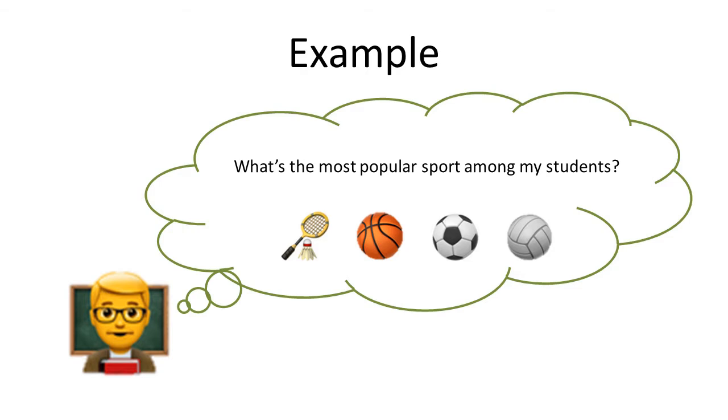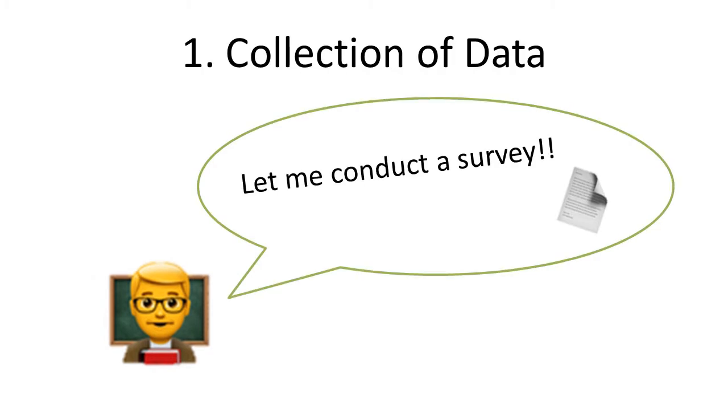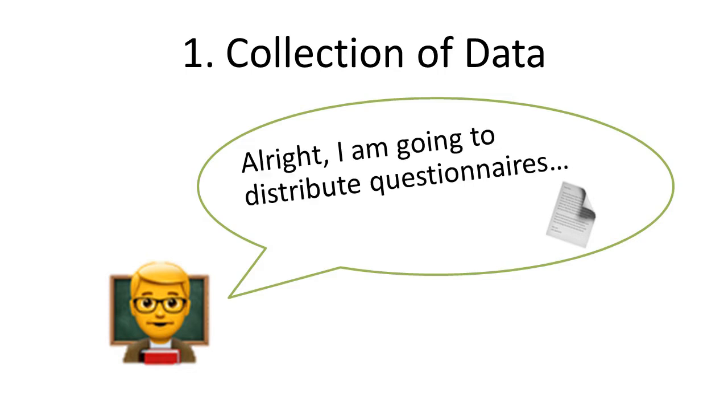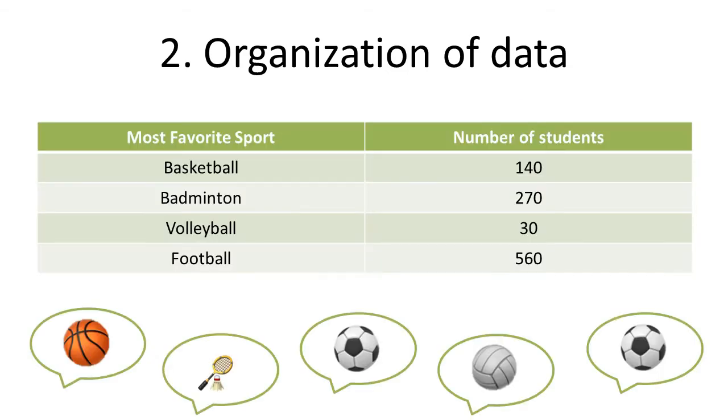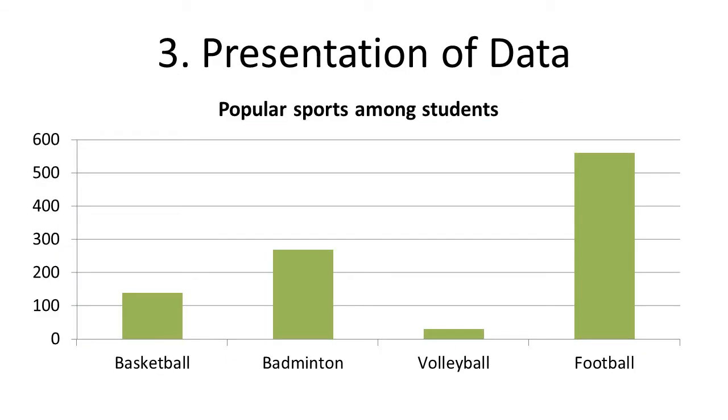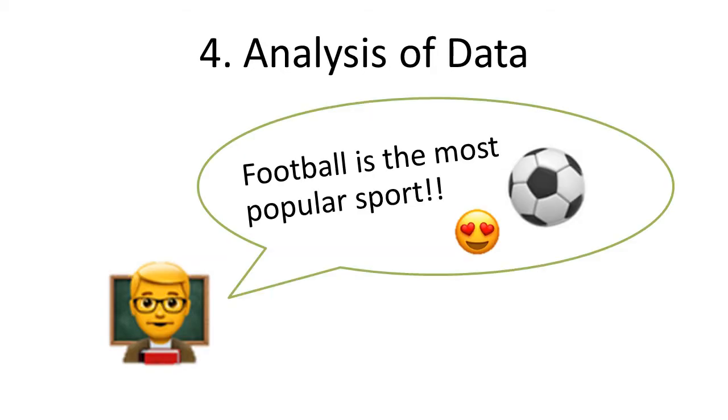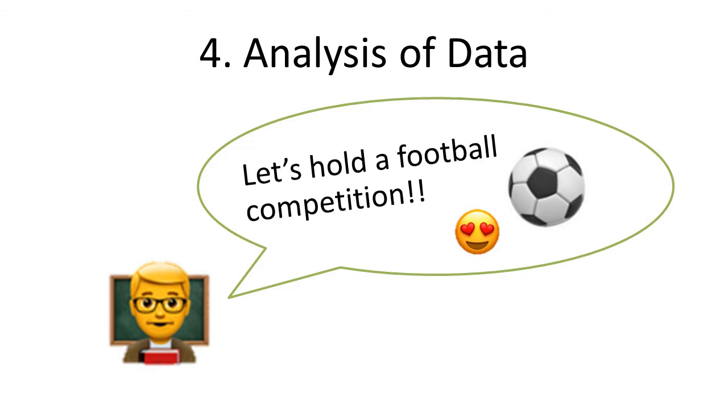A teacher wants to hold a sports competition with the most popular sport, so he chooses to conduct a survey. The teacher prepares a questionnaire and asks students to fill in and return it. The teacher then counts the choices and organizes the results in a table. After organizing the data, he presents the results in a bar chart. After analysis of the results, the teacher concludes that football is the most popular sport and he will hold a football competition.